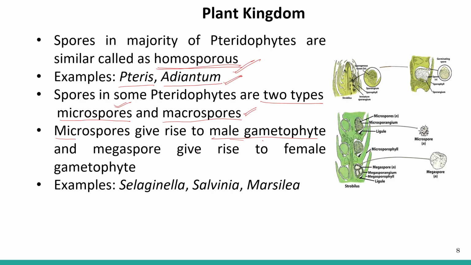This gives rise to a new plant which is called the male gametophyte. And megaspores give rise to the female gametophyte. So the plants which bear two different types of spores, that is microspores and macrospores, are called heterosporous. The examples are Selaginella, Salvinia, and Marsilea. These are three very important examples of heterosporous plants.